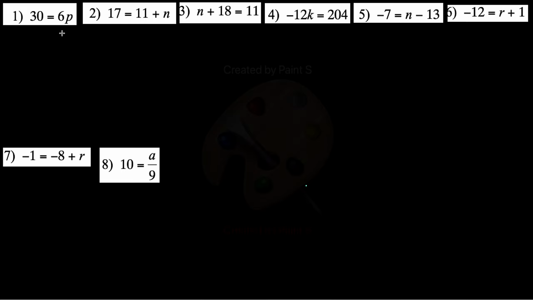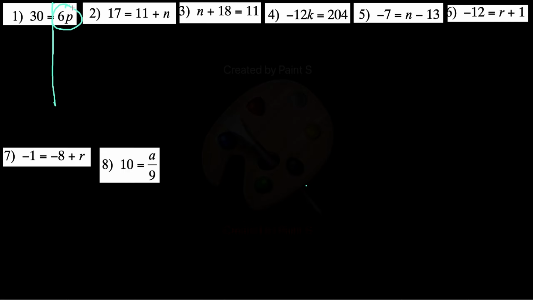P in this case is an unknown. How do you find out what that unknown is? How do you solve for P? You get P on one side of the equal sign. So here's the equal sign. This is one side, and this is the other side. You want P by itself on the side that it is. So right here, this is the side that P is on.